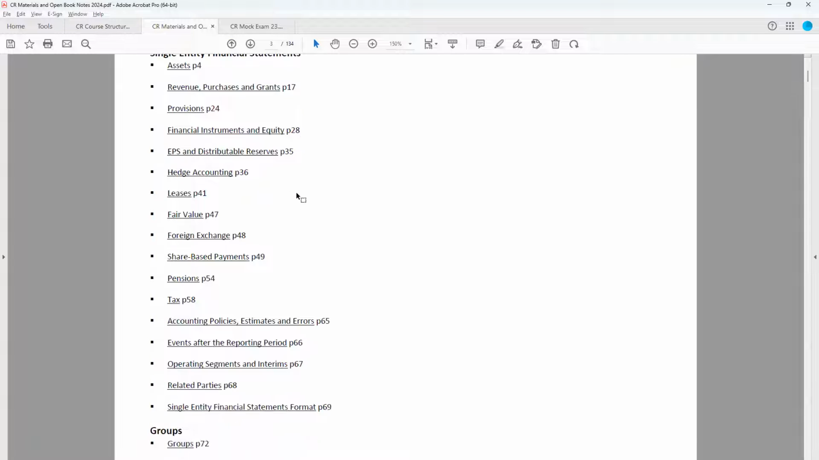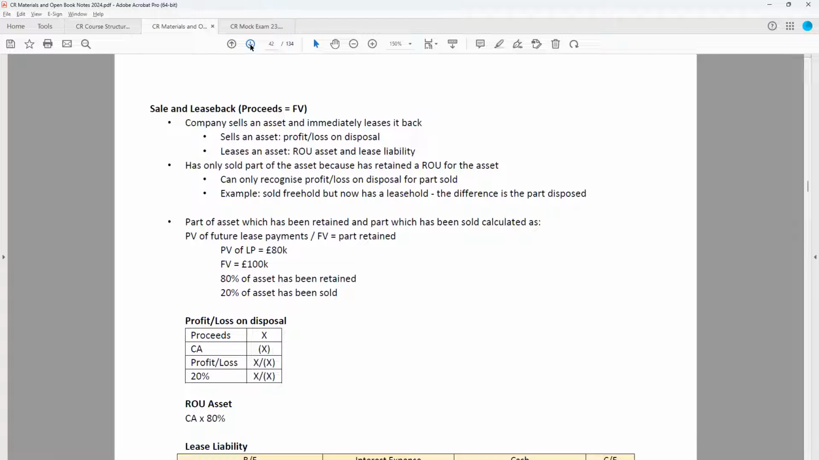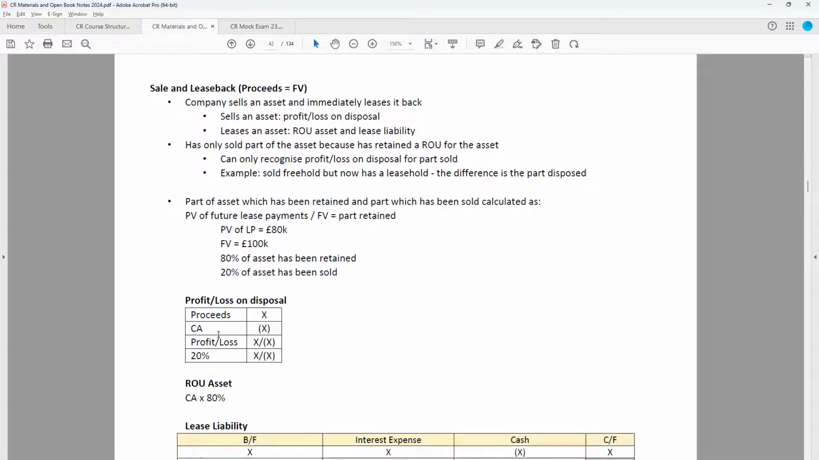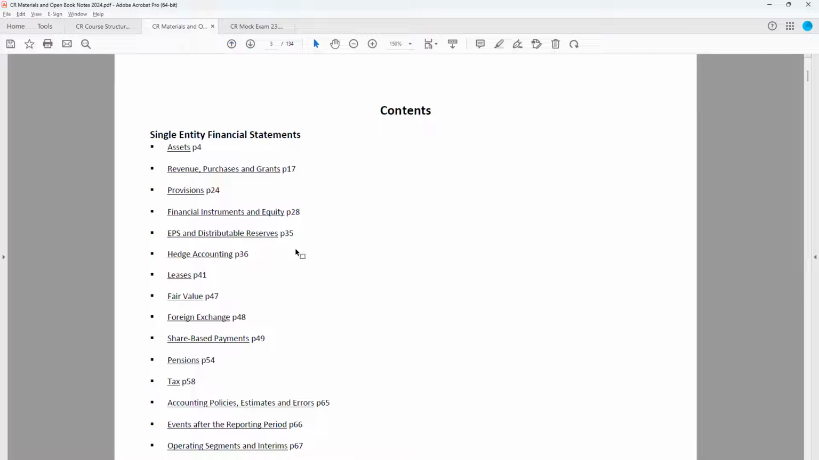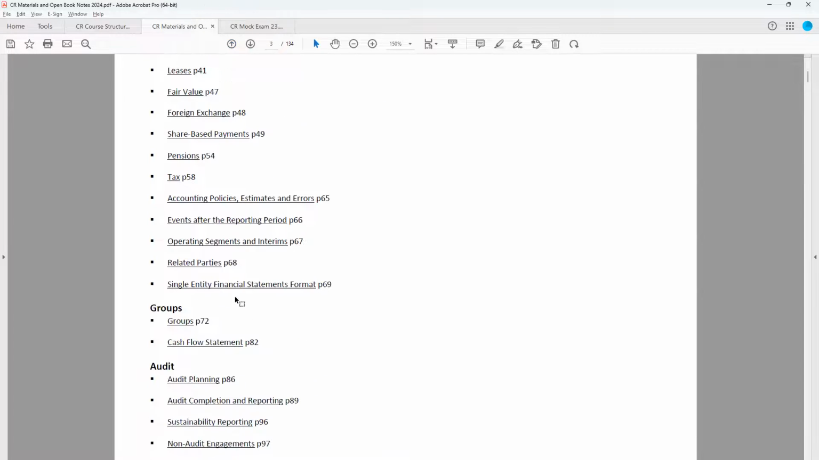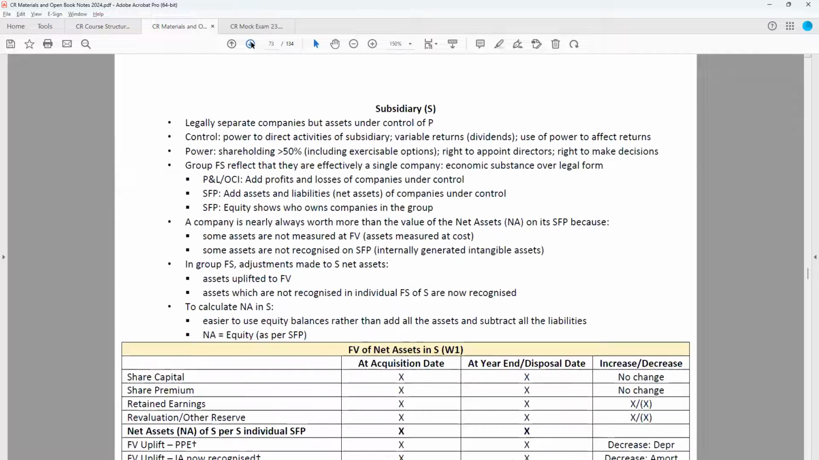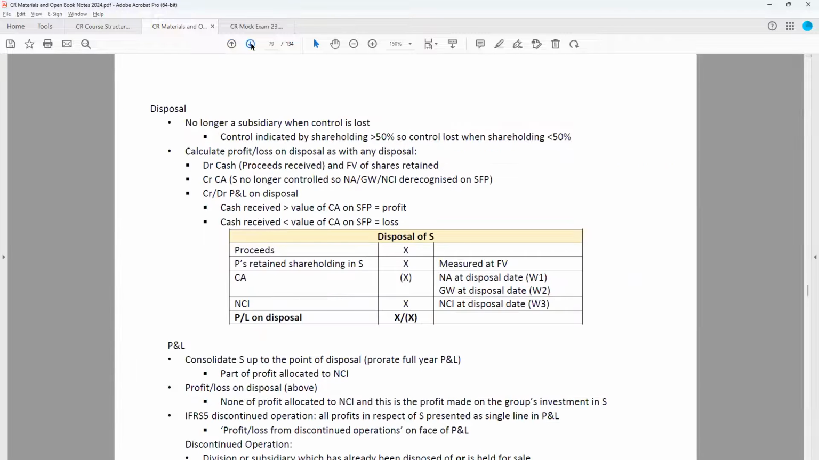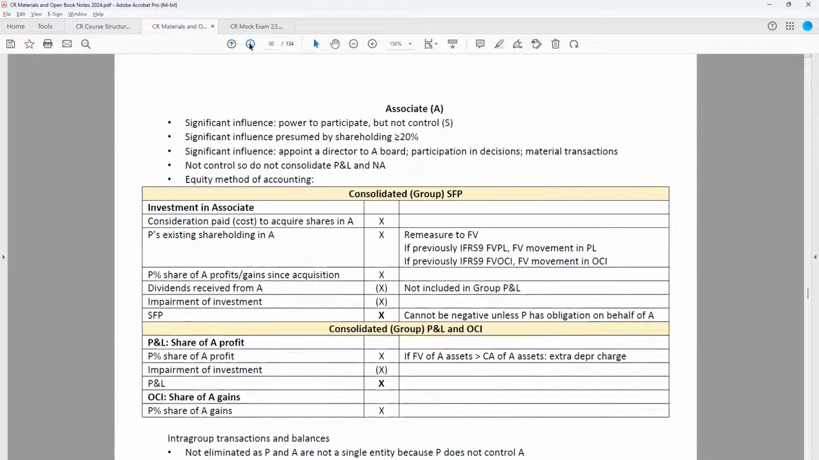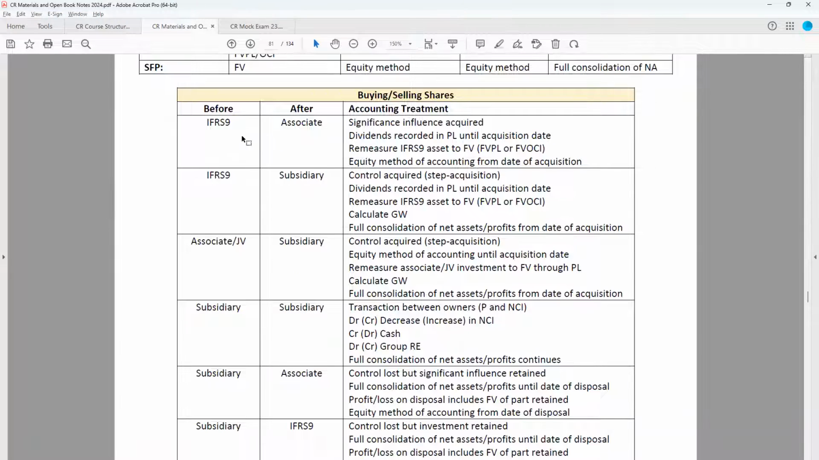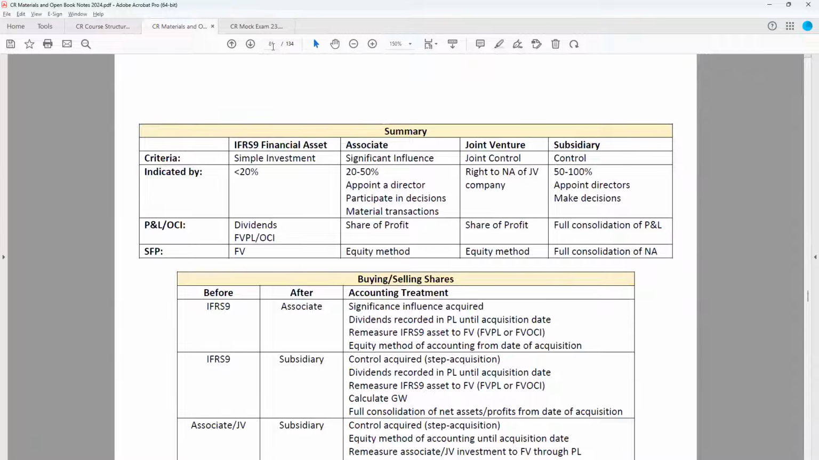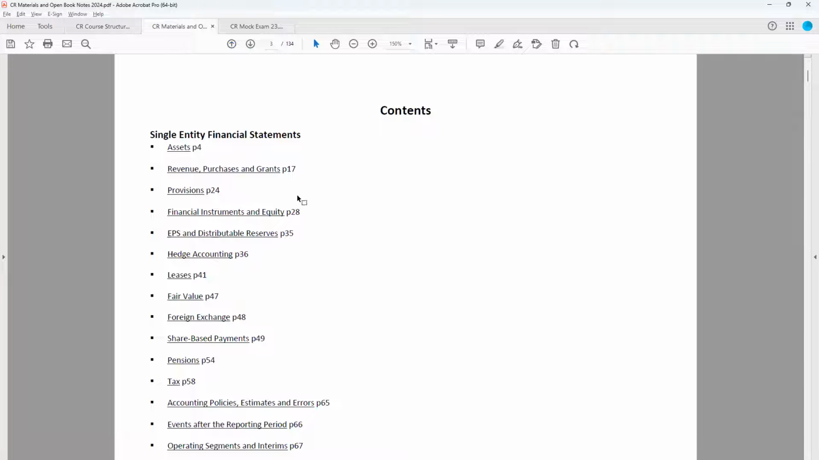Maybe a sale and leaseback would be another example. We've got a simple calculation of how to do that, but how to calculate the right-of-use asset, etc. would be another example. Maybe some areas around groups, particularly step acquisitions and step disposals, or a foreign subsidiary as well, or hedge accounting. Again, all examples of technical areas that you might look up. Definitely step acquisitions and step disposals might be something that you want to look up in the exam. So plenty of examples there.